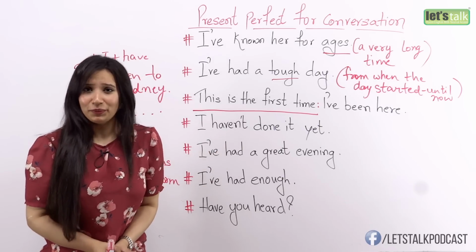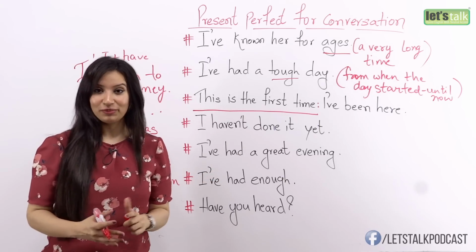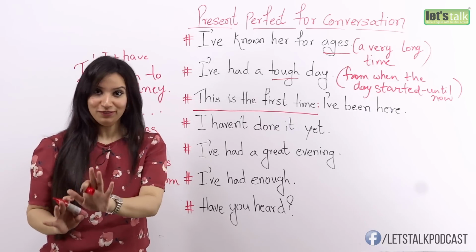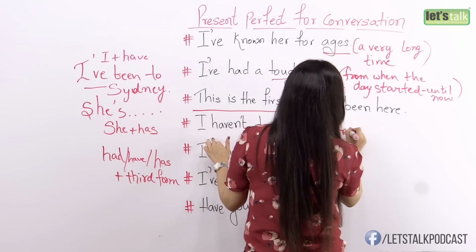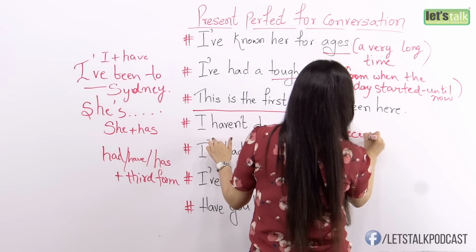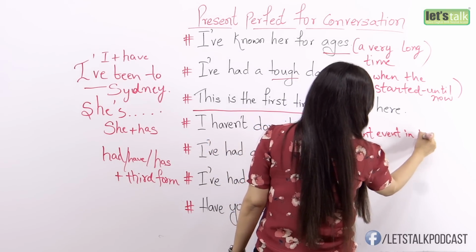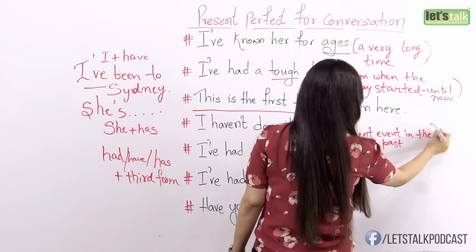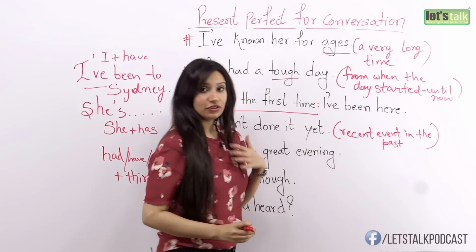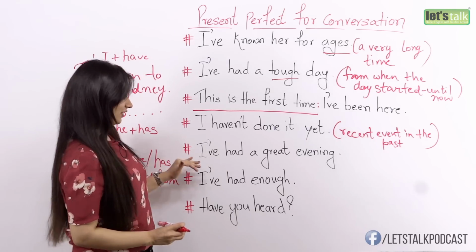I'll do it right away. That's when you can use it. And I mean, you can use it and probably, maybe your mom will forgive you. Just maybe. So a recent event in the past. Yet means that you're still to do the event, the activity. Okay, let's look at the next one.